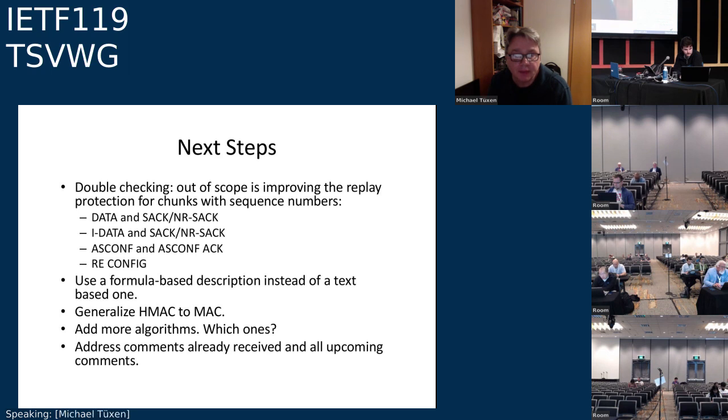So the next steps, double checking here, because there was some discussion on the mailing list. The intention of 4895 has not been to improve the replay protection of chunks with sequence numbers. So it only makes sure that you accept chunks which have been sent, and you use the replay protection from the base protocol.